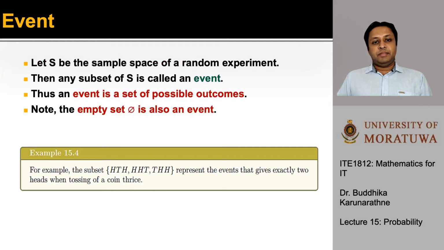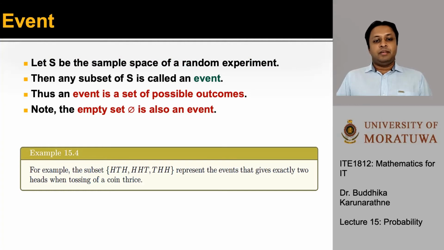And then an event. Let's try to define this. Let S be the sample space of a random experiment. Then any subset of S is called an event. Thus, an event is a set of possible outcomes. The sample space can have multiple possible outcomes. You should also note that the empty set is also an event.